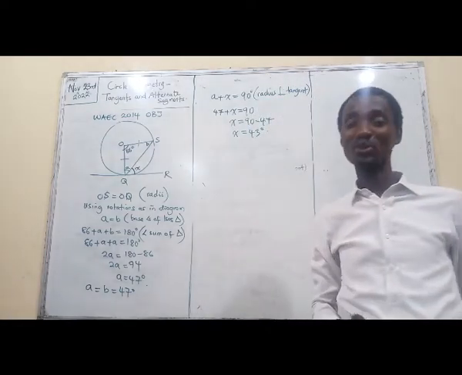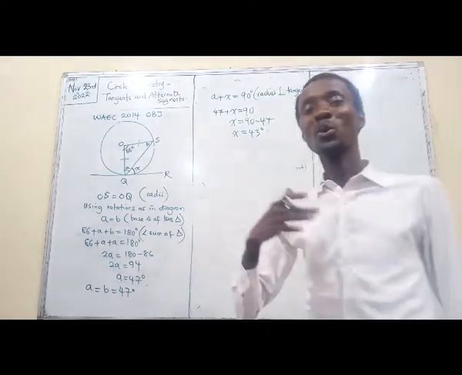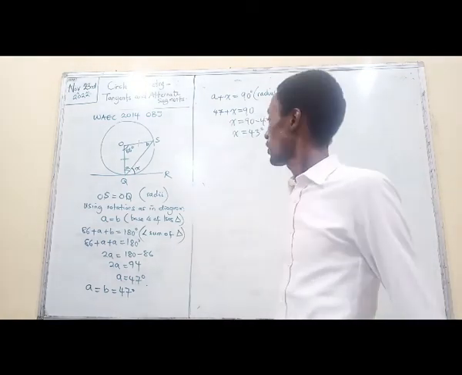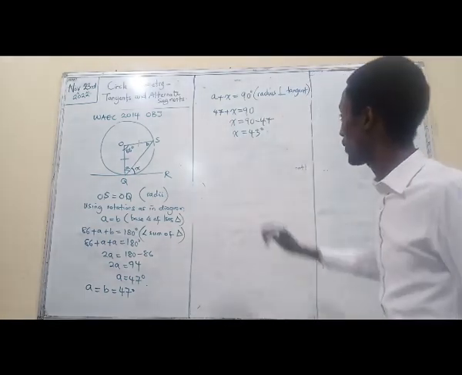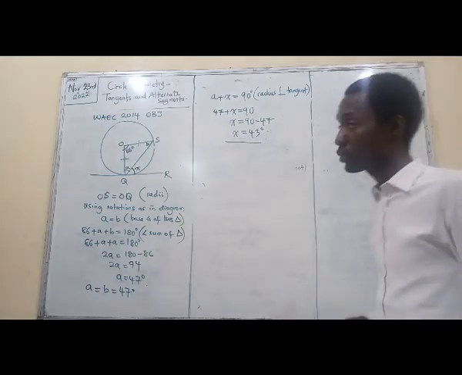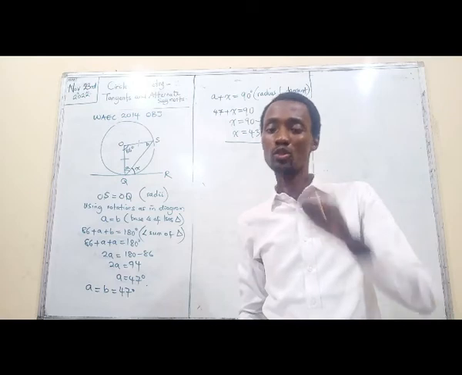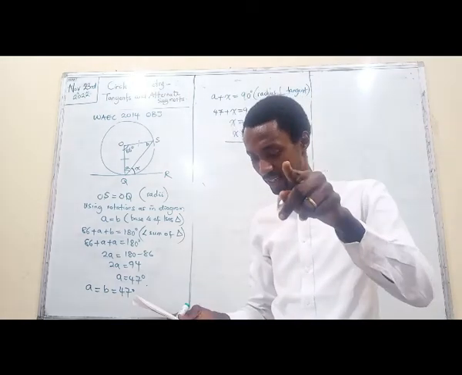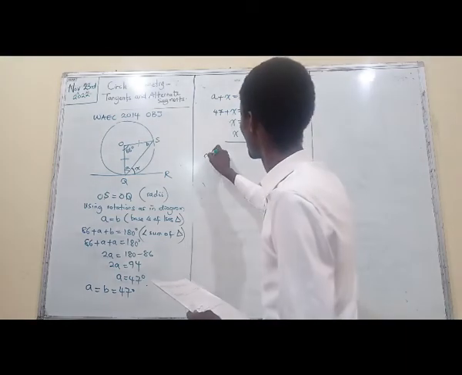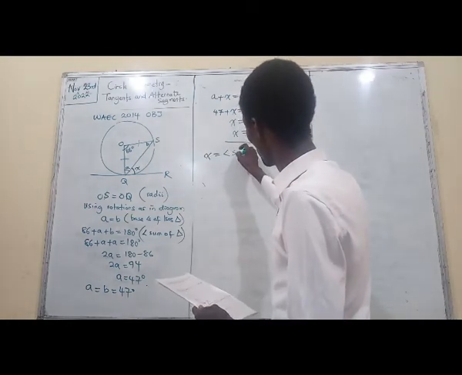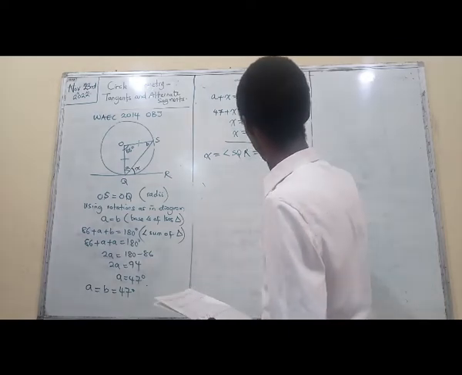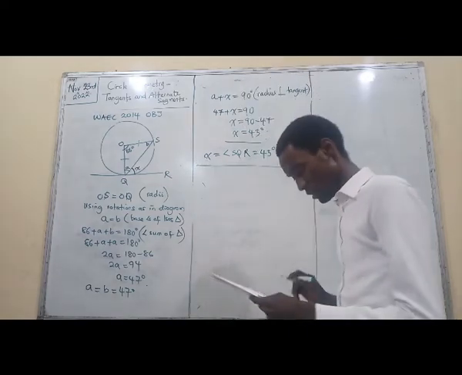I'm quite fast today, so you may need to watch this video over and over again to be able to figure out what I'm trying to do. Alright, so that solves that and it clears out what we're looking for. Remember, you were not told to look for X. You only called that angle X. So it means that X will be equal to angle SQR, and that will be 43 degrees, right? So that clears that problem.